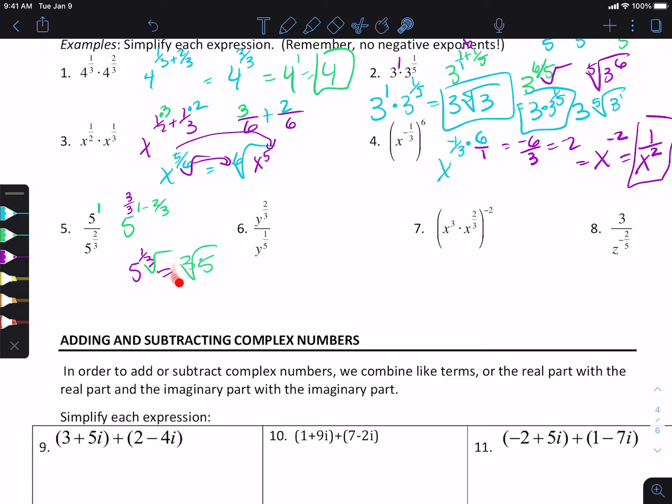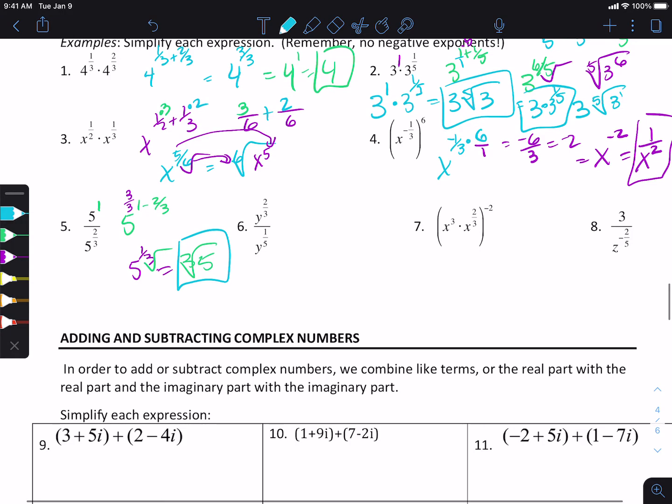5 doesn't break down. I don't have anything that I can pull out because there's not a group of 3 of them. So I get the cube root of 5. Here we are dividing again. So to divide with exponents, you subtract the exponents and keep the bases the same.